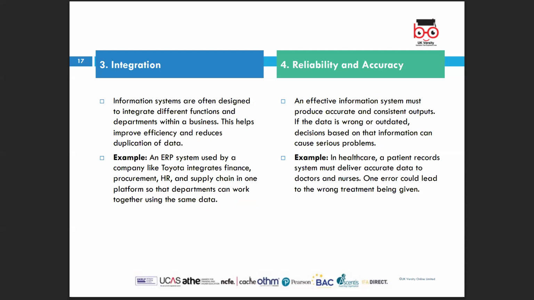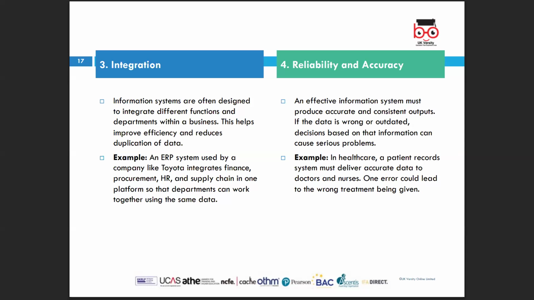Also, we have integration, where information systems are often designed to integrate different functions and departments within the business. So this helps improve efficiency and reduce duplication of data. For example, an ERP system used by a company like Toyota integrates finance, procurement, HR, and supply chain in one platform so that the departments can work together using the same data.